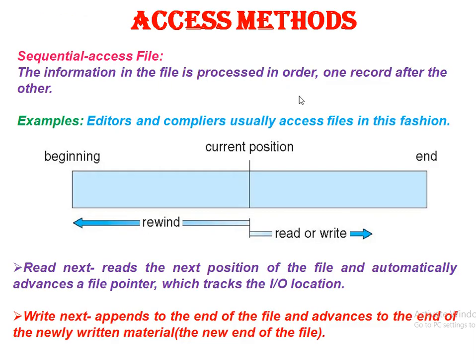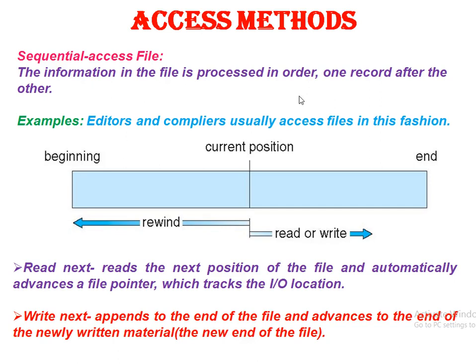Next we shall see the access methods. What are the different access methods? We have three types of access methods. One is the sequential access method. Next is the direct access method, and one more is other access methods.